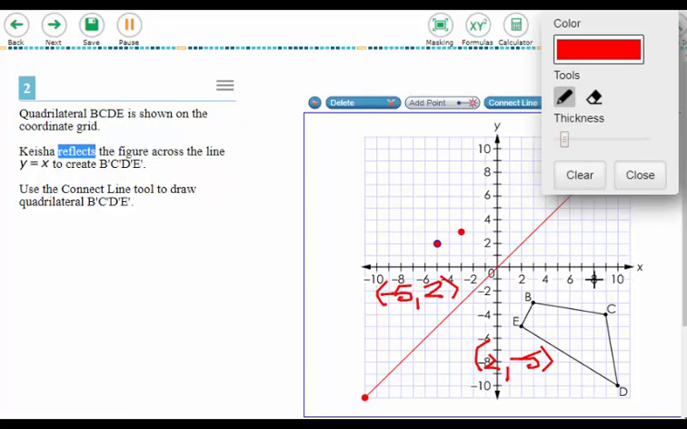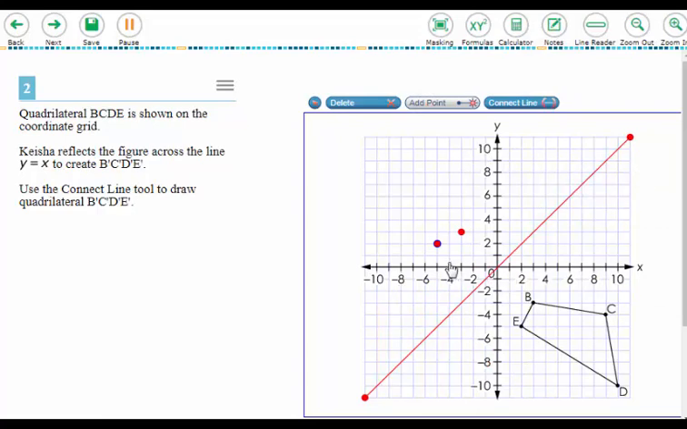So here, if C is originally 9 and a negative 4, then you can go ahead and switch your places, negative 4 and then go up 9, and that should be where our next point is. So 9 and negative 4 and then up to 9. We'll put one right there.